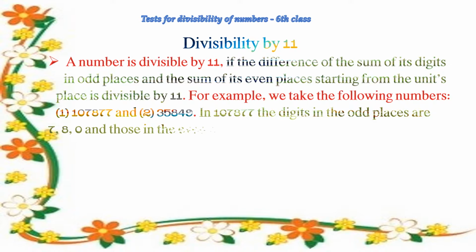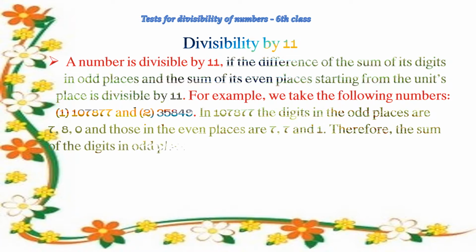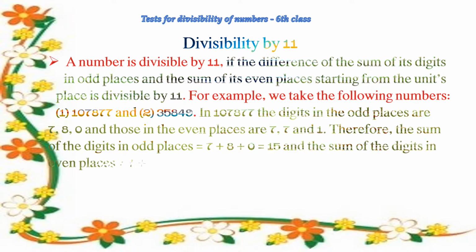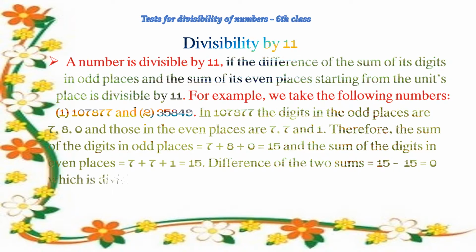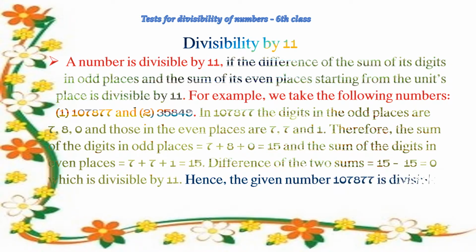In 107877, the digits in the odd places are 7, 8, 0 and those in the even places are 7, 7 and 1. Therefore, the sum of the digits in odd places, 7 plus 8 plus 0, is equal to 15, and the sum of the digits in the even places, 7 plus 7 plus 1, is equal to 15. The difference of the two sums is equal to 0, which is divisible by 11. Hence, the given number 107877 is divisible by 11.